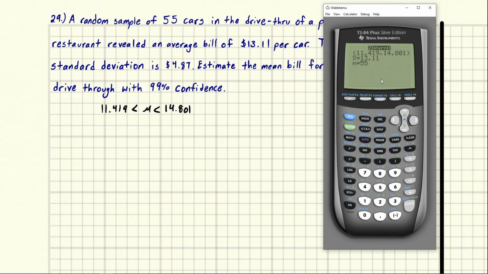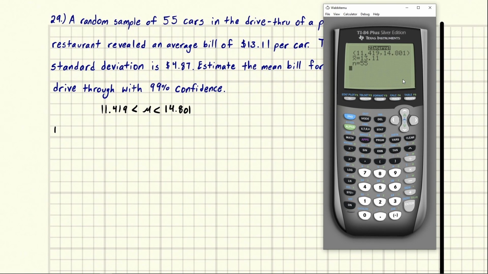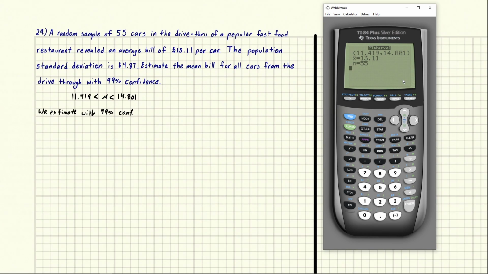And we should write out in words what this means. This means we estimate with 99% confidence that the true mean for the average bill is between $11.42, if we round, and $14.80. So that is what we are estimating the true mean to be.